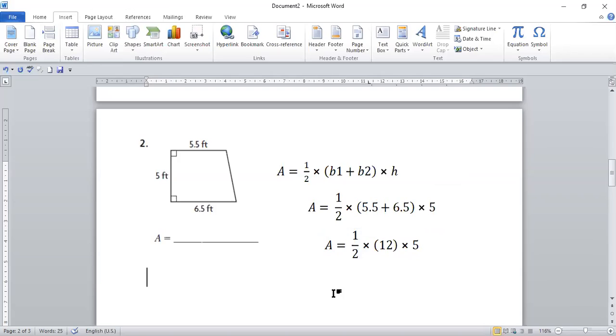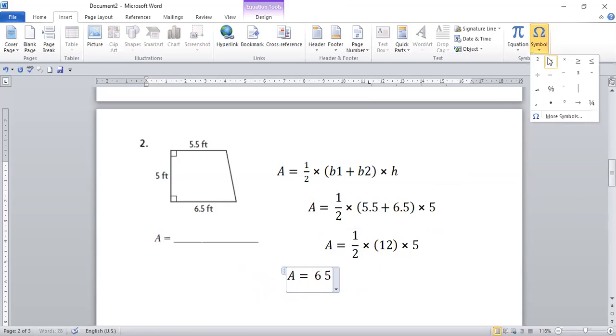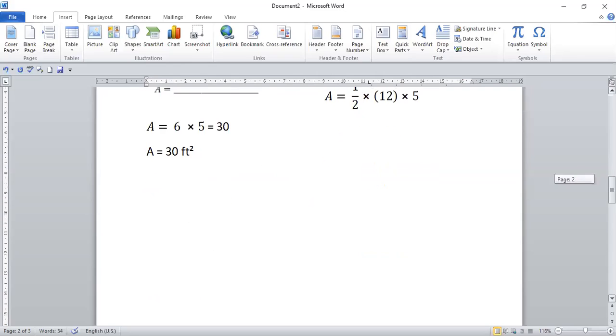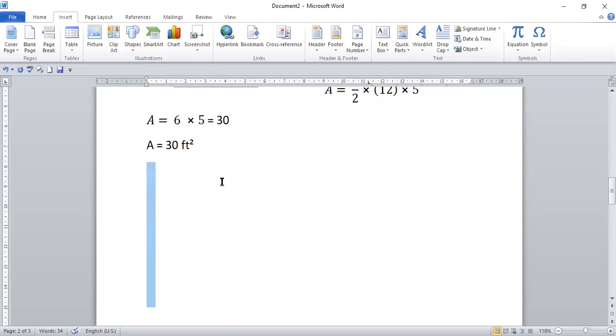So all these things will not be there. All what will be remaining is 6 and 5. Why 6 multiplied by 5? Because half of 12 is 6. So 6 multiplied by 5 is going to give you 30. Right? So the answer for this is going to be A is equal to 30. Which unit are we going to use? Square feet, because these all are in feet. So you will have to write it as 30 square feet. Okay, so I hope all this is clear for you.